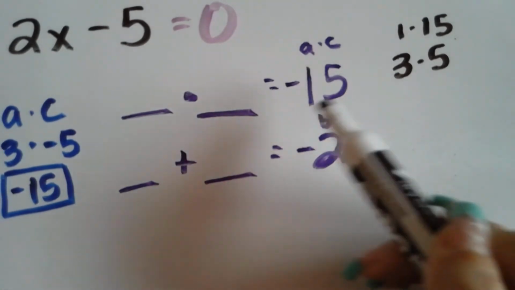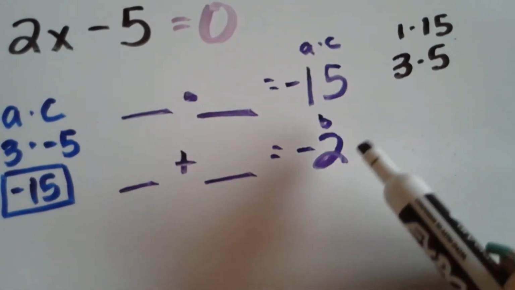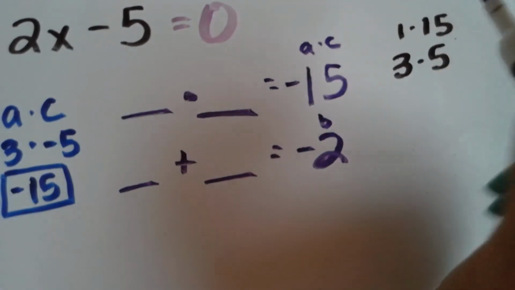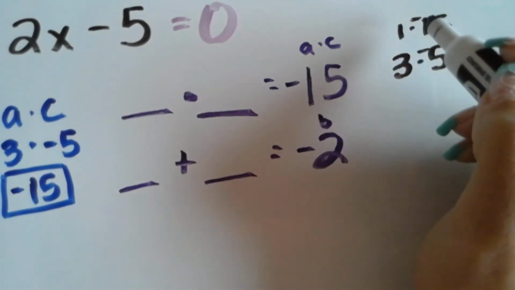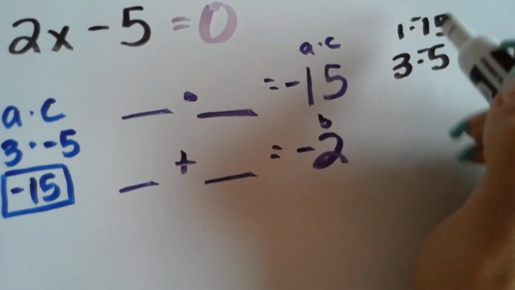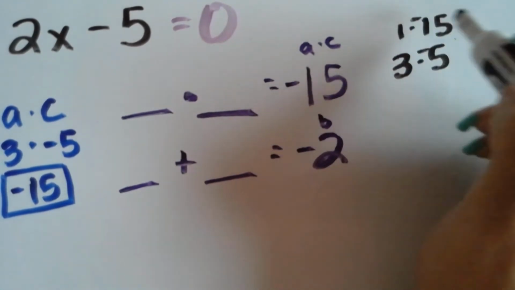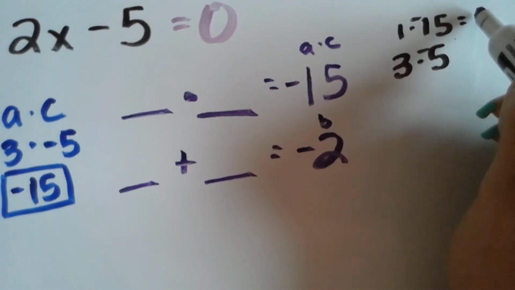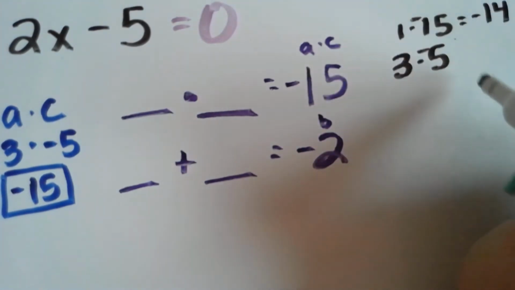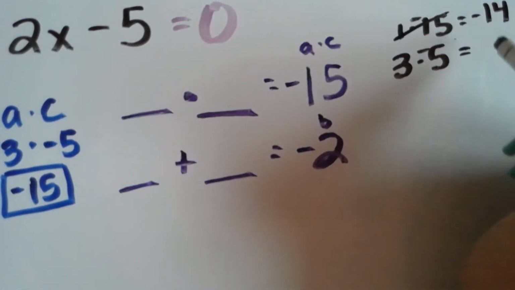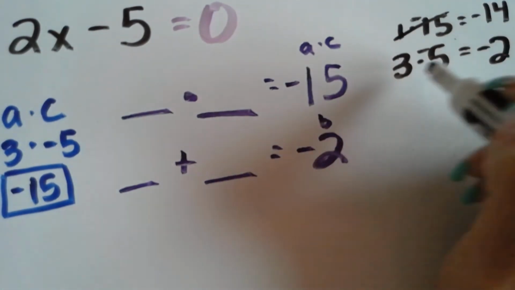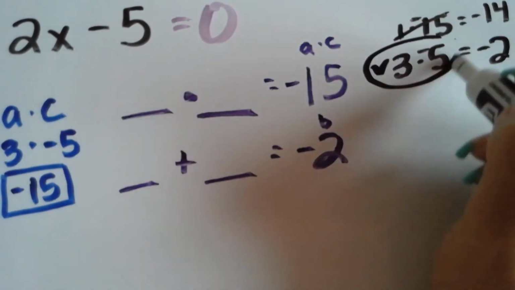Now, I know that the answer is going to be a negative when they're added together, which means the bigger number takes the sign. So we're going to go ahead and attach that negative to the bigger number. So 1 minus 15 is going to be a negative 14, right? So that one doesn't work. 3 minus 5 gives you a negative 2. Perfect. It's this one right here.